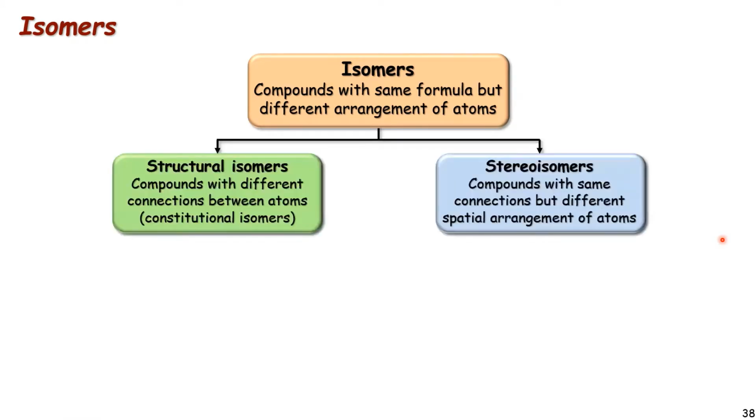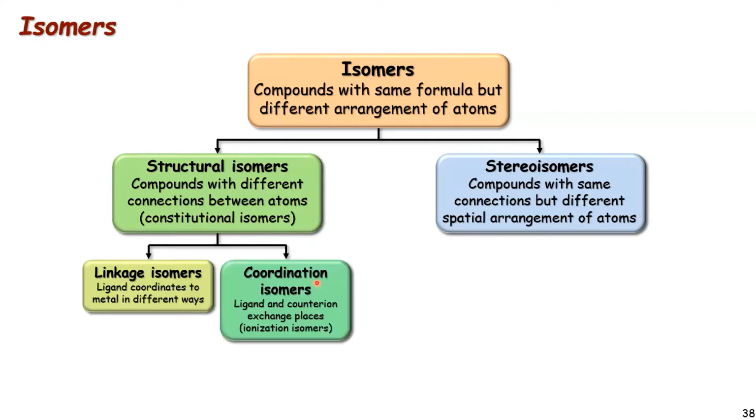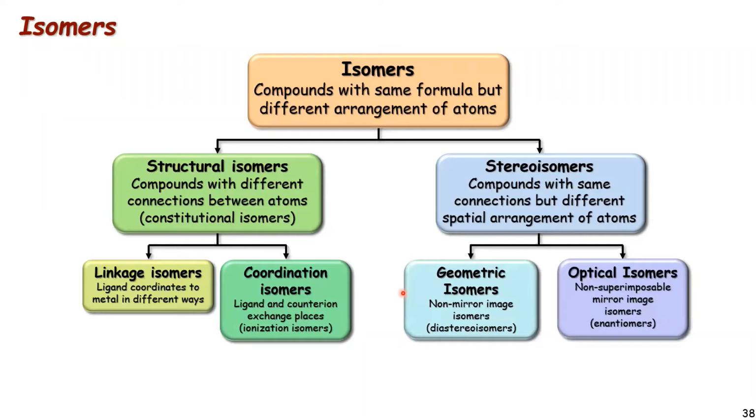We can have structural isomers, in which the central atom is bound to different atoms, or stereoisomers, in which the central atom is bound to the same atoms, but they have a different three-dimensional arrangement in space. Now, the structural isomers can then be broken down into either linkage isomers or coordination isomers. And the stereoisomers can be broken down into being either geometric isomers with no mirror image or optical isomers that do have a non-superimposable mirror image.